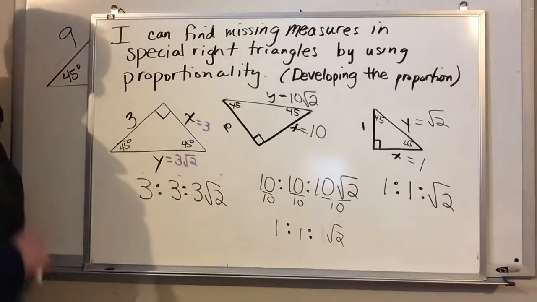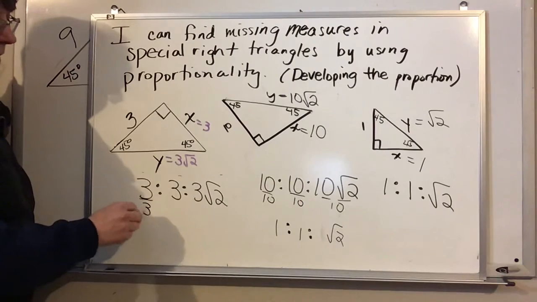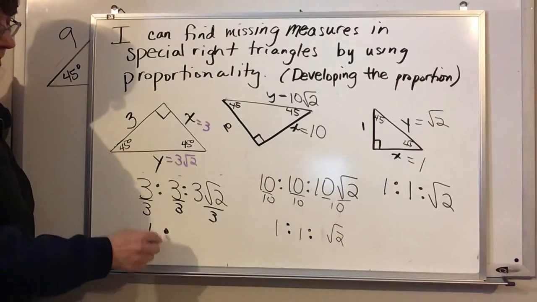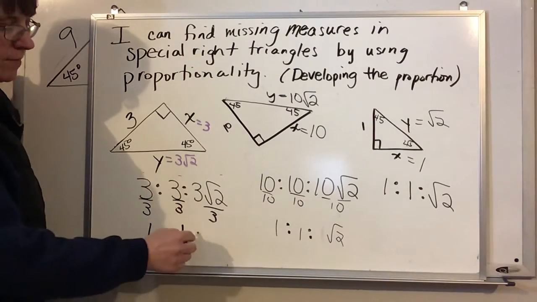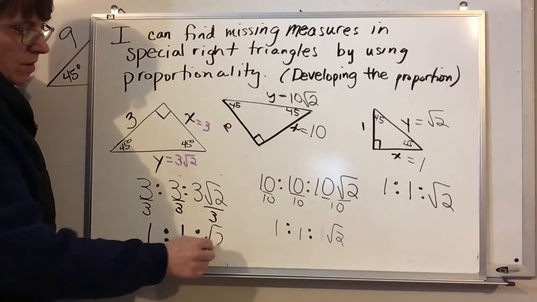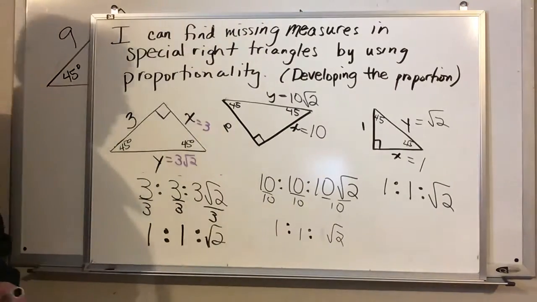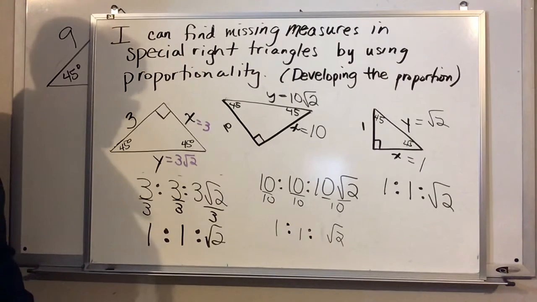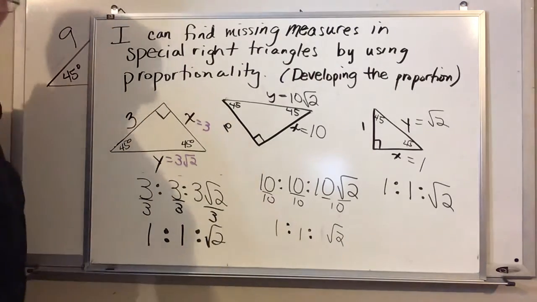Okay? All of these seem to have a common multiple. They all have a 3. So if I divide them all by 3, 3 divided by 3, 1. 3 divided by 3, 1. 3 times the square root of 2 divided by 3 becomes the square root of 2. So through your activity that you would have done if we had been in school, you would have figured out that the legs are in the ratio of 1 to 1, and the hypotenuse compared to the legs is in the ratio of 1 to the square root of 2.